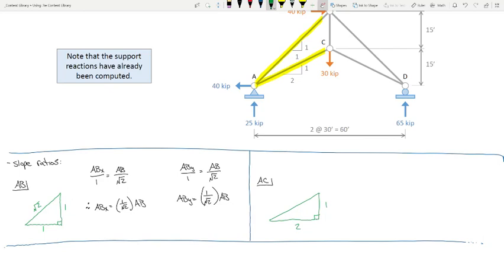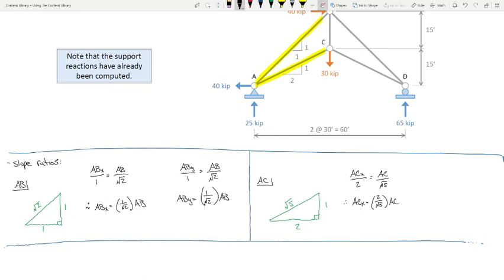Square root of 5. Okay. All right. So I propose then that ACX is to 2 as AC is to the square root of 5. So therefore, ACX is 2 over the square root of 5 AC. Does that make sense? Everybody with me on that?